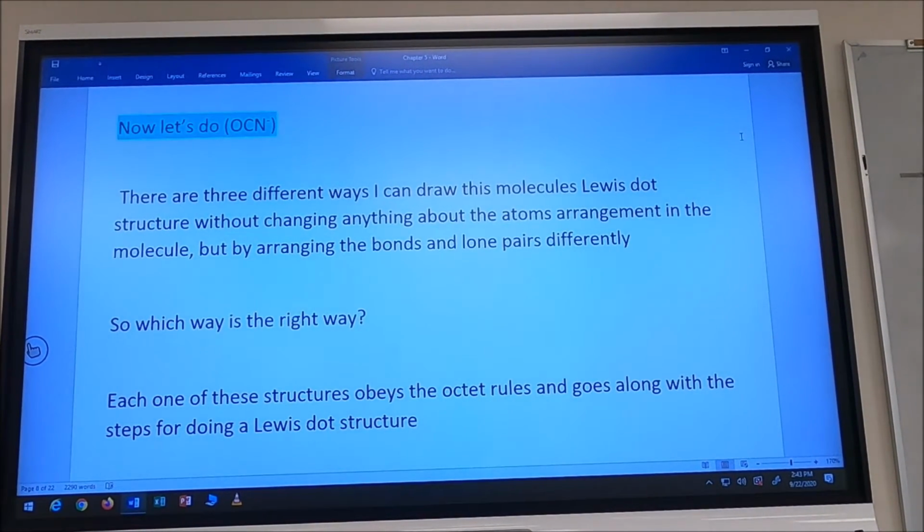We're back, and we're continuing on looking at Lewis dot structures. Now, in some molecules, we can see different ways to draw the Lewis dot structure without changing the arrangement of the atoms. All we do is change the bonds and the lone pairs. So let's look at an example where there's multiple ways to draw the Lewis dot structure and talk about which one is the right way when all of the ways obey the Lewis octet rule.